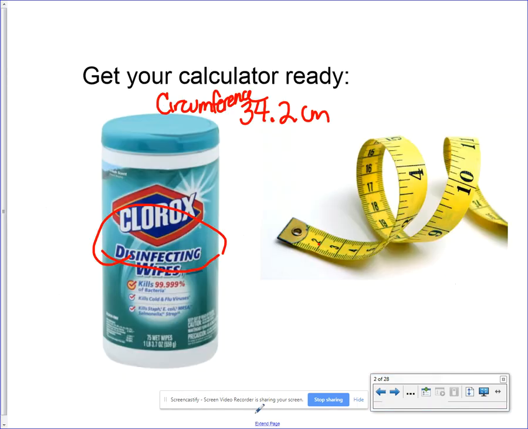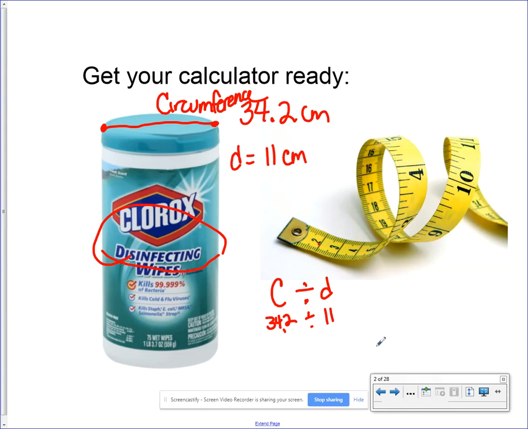So I'm going back to my tub of Clorox wipes here. I measured the circumference at 34.2 centimeters. Then, let's say I wanted to measure the diameter going straight across here, and I measured that in centimeters. When I did that, I got exactly 11 centimeters. Here's what I want you to do. Will you grab your calculator and take the circumference value, which was 34.2, and divide it by the diameter value, which was 11?